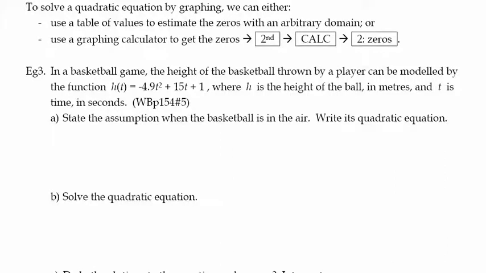So to regroup, we can solve a quadratic equation by drawing it out. Draw the parabola and find the x-intercept on your graphing calculator. Now, of course, if you don't have a graphing calculator, you need to create a table of values, and you're going to estimate the zeros by literally trying different values of x.